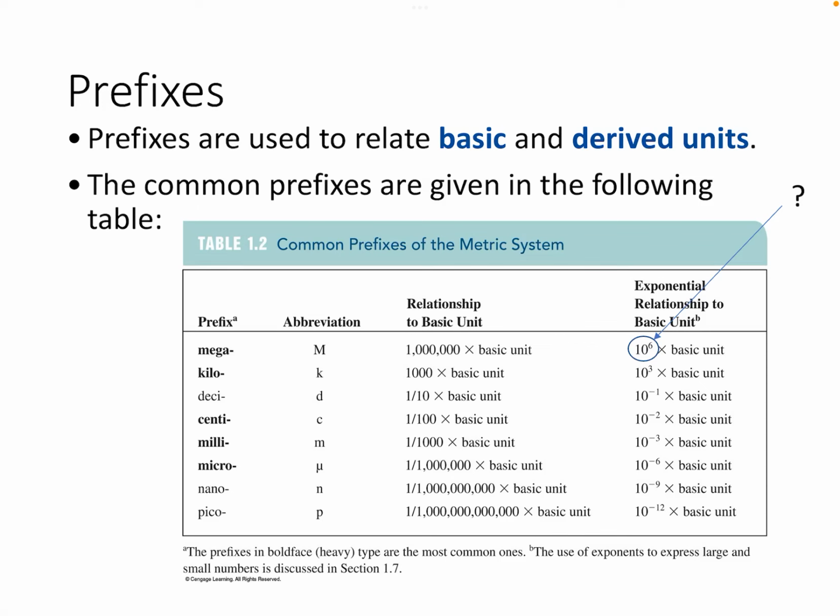Hello, in this video we're going to go over scientific notation, which is a way to express really large numbers and really small numbers in a simpler way. But before we do that, we're going to go over prefixes, which can also be used to simplify larger or smaller numbers. Now, the table down below lists many different prefixes.